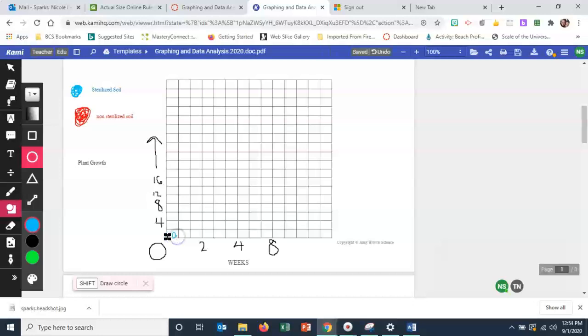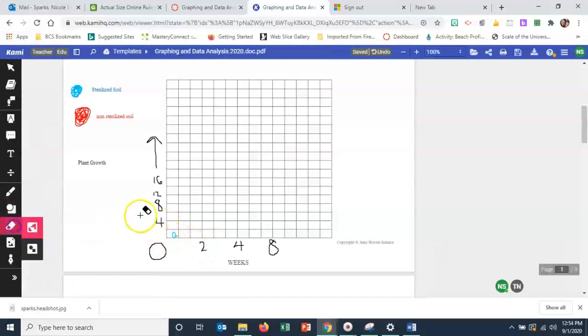Oh, I wish it was filled in. I don't like that. I'm going to erase it. Let me erase. There we go. We're just going to draw them. So there's my 0.8.